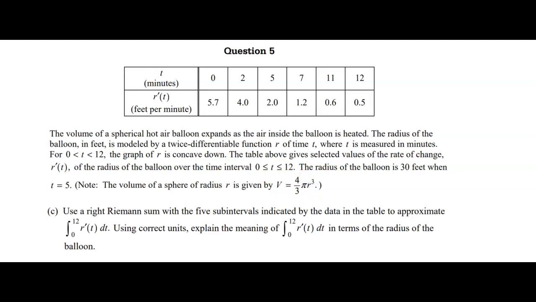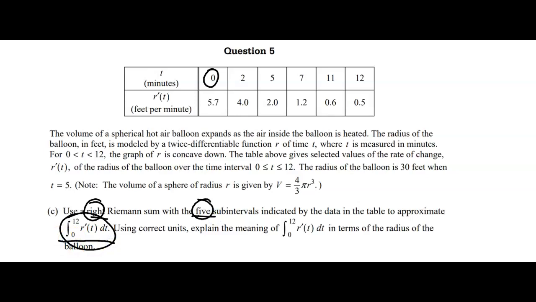So let's begin here. It tells us to use a right-Riemann sum with 5 subintervals, using the data in the table, to approximate this. Now, we're going from 0 to 12. That's important to pay attention to. They don't always want you to do the whole table. They may only want you to do part of it. But in this case, they do want us to do the whole table. We're going from 0 to 12, so we are going to do the whole table. So that's one thing that we're going to do: use a right-Riemann sum with 5 subintervals to estimate this.